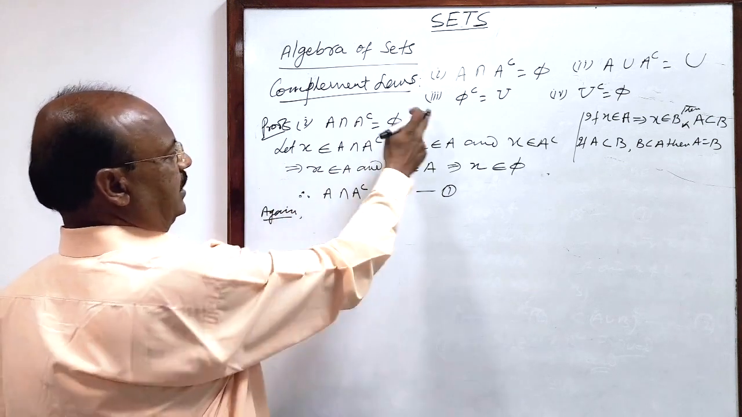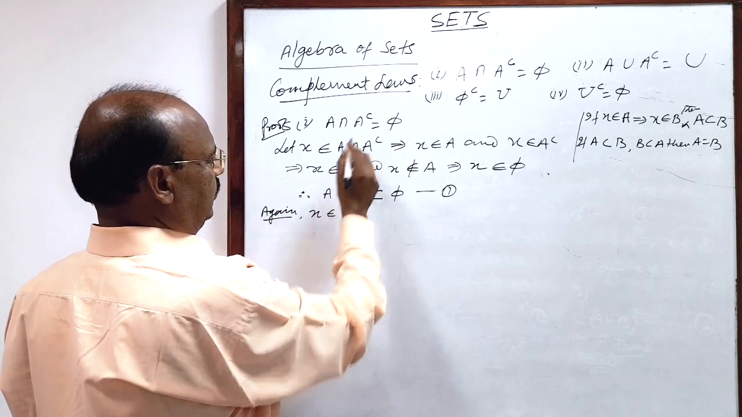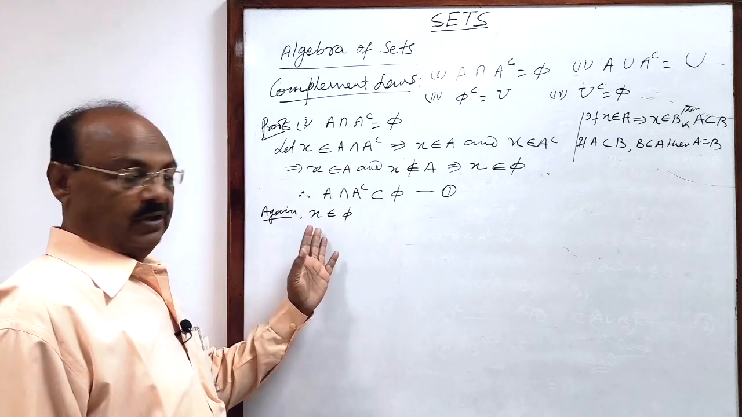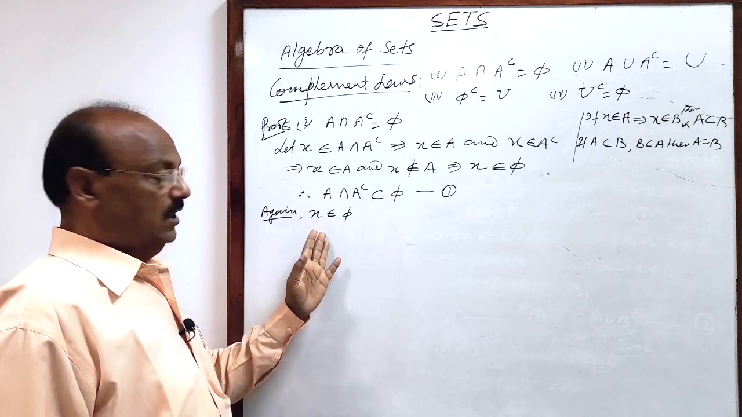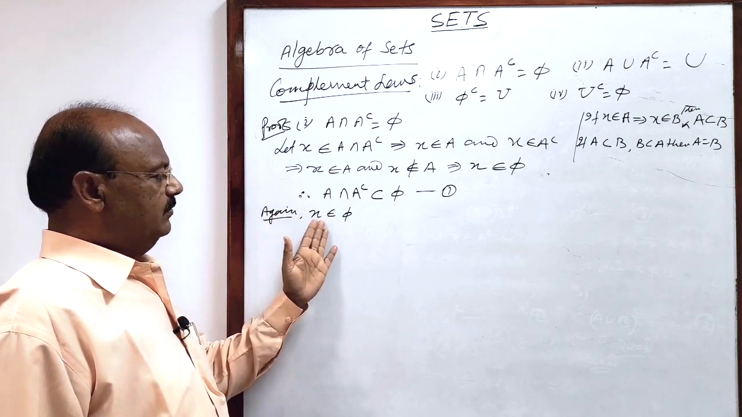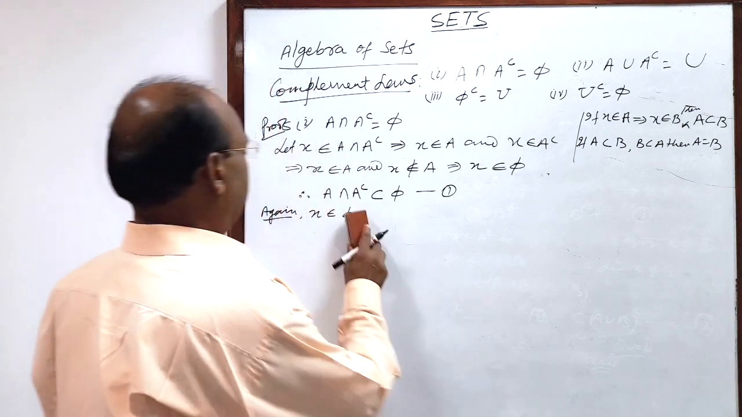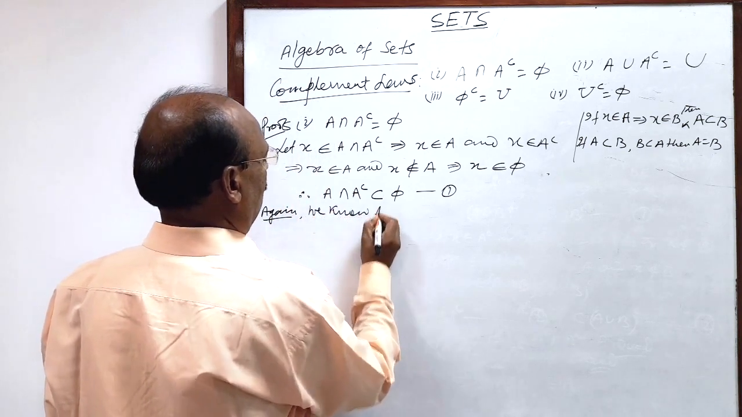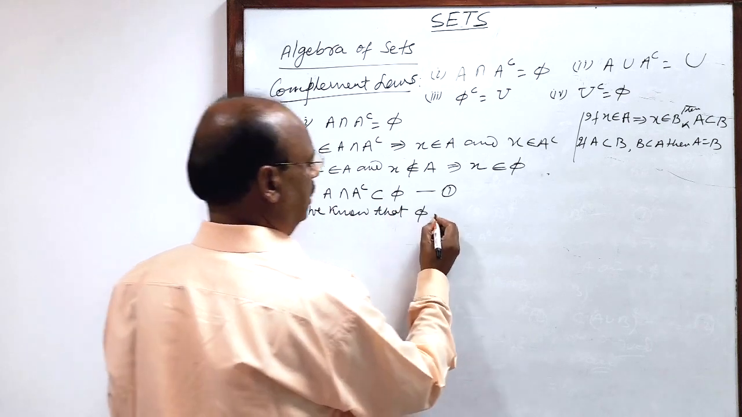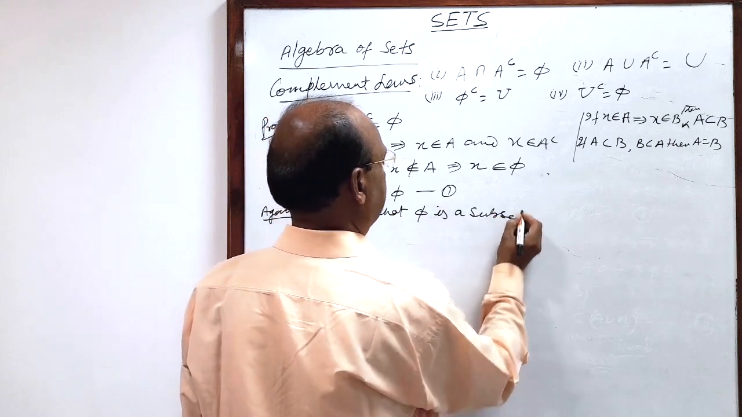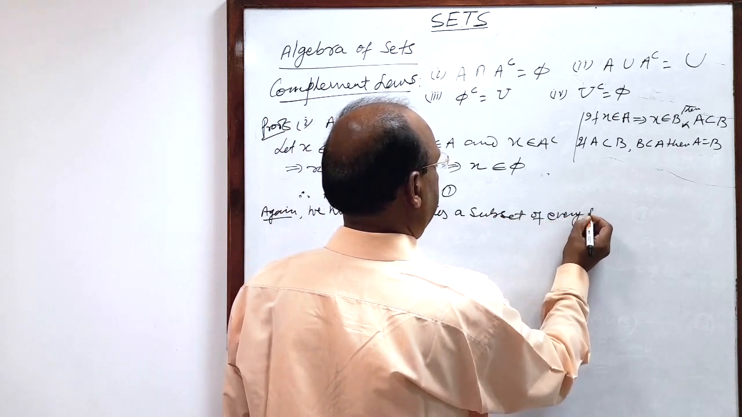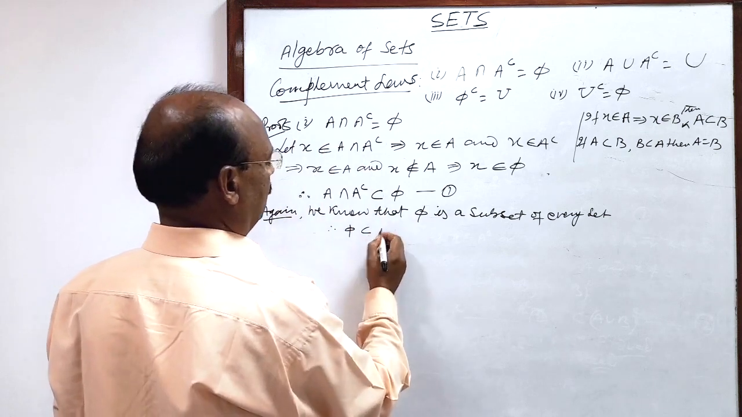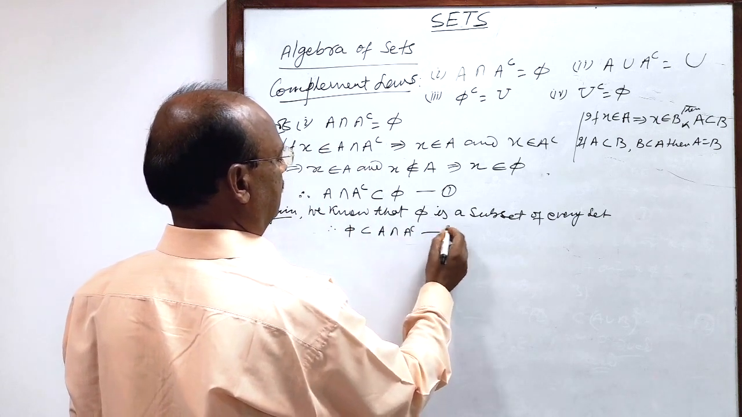Again, we'll start with the right hand side. X is any arbitrary element belonging to null set. But this is not possible because null set is empty itself. So instead of writing this step, we can use a property that we know: null set or phi is a subset of every set. It means null set, empty set is a subset of this set also, A intersection A complement. Relation number 2.